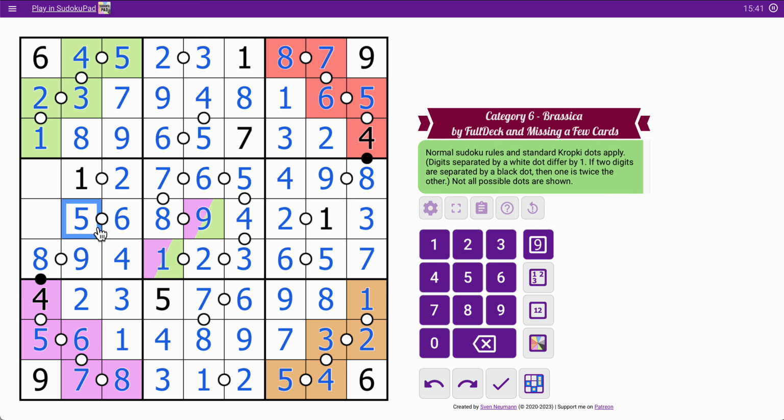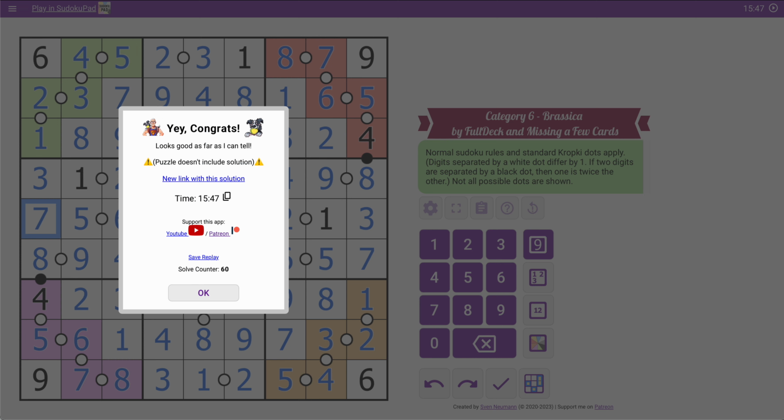Column 1 and box 4 are now looking at 3 and 7, and I know the order. And I was so into the puzzle, I didn't realize that those were the only 2 digits left. So, cool.